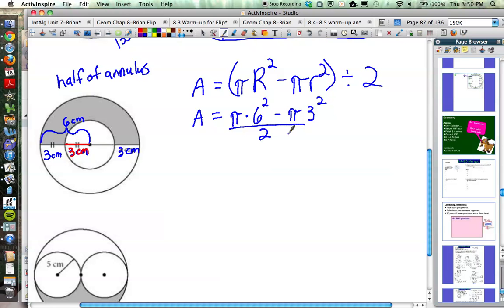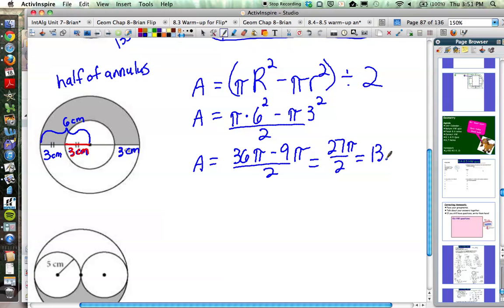In fact, maybe I'll just write it like this, divided by 2, because the area shaded is half of an annulus. So 36 pi minus 9 pi, divided by 2. 36 pi minus 9 pi would be equal to 27 pi divided by 2, which would be 13.5 pi, and that would be square centimeters. As a decimal, that is right about 42.4 square centimeters.